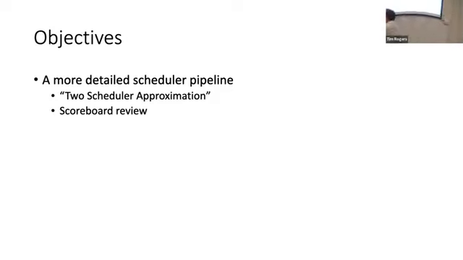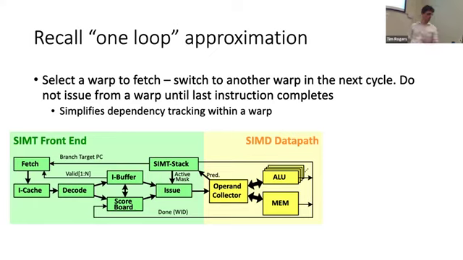So the first pipeline that I showed you was what we call the one loop or one scheduler approximation, where you just had one fetch scheduler, right? And only ever one instruction from each warp was in flight at a time. That's not how real GPUs work. They actually have a decoupled pipeline, which will involve two schedulers. So this is more like how contemporary GPUs look.